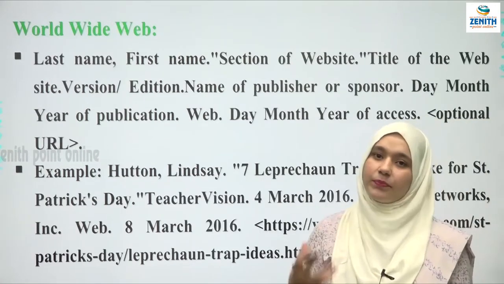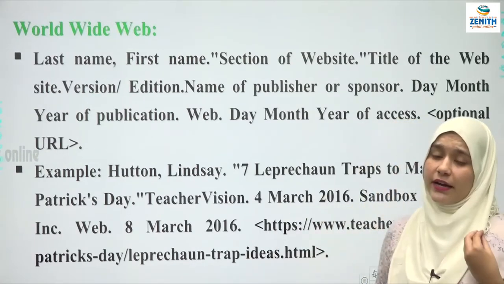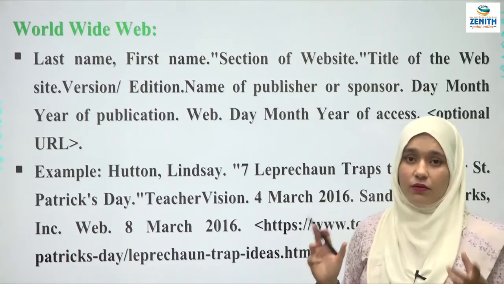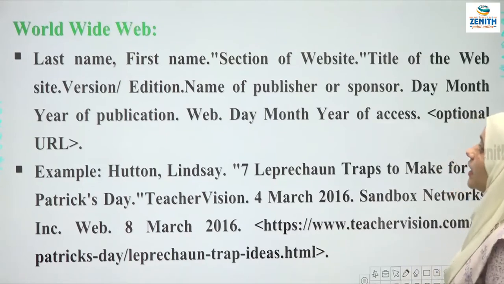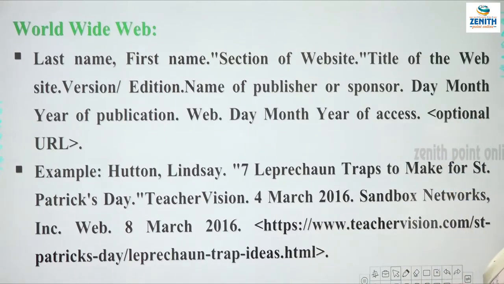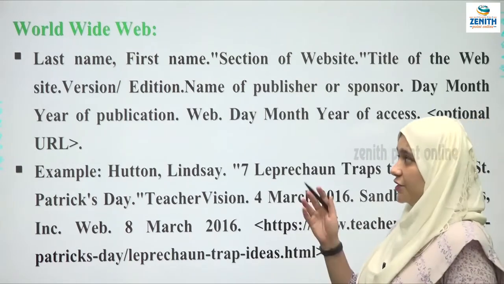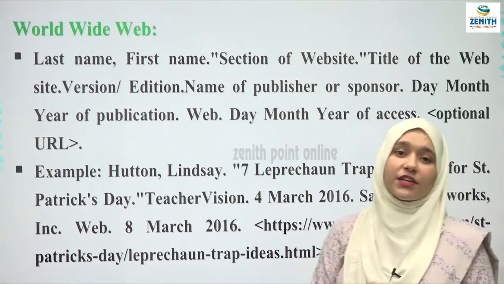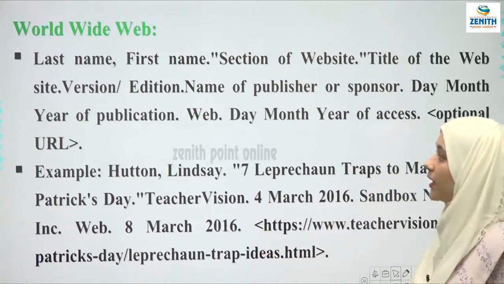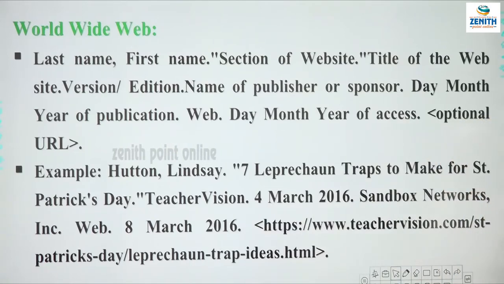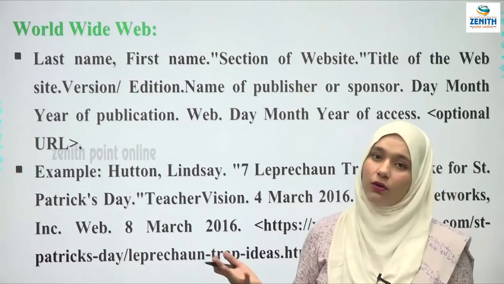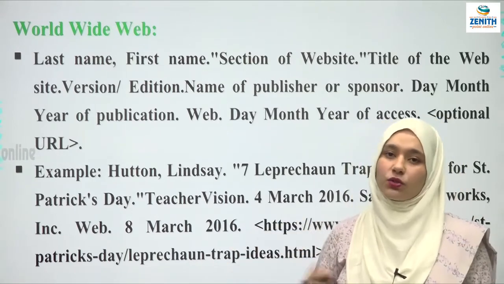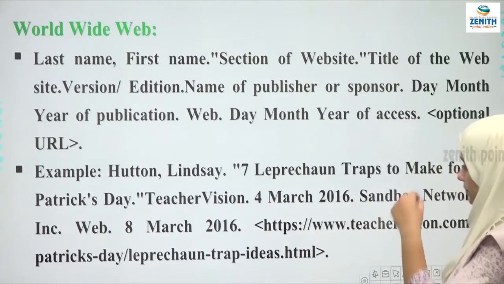Then World Wide Web, that is our internet, if you are referencing from a website. Then last name, first name of the writer of that particular blog or section of the website, title of the website, version, then edition, name of publisher or sponsor, day, month, year of publication and depending upon the domain, web, day, month, year of access, optional, URL. URL also you have to include so that if someone wants to double check, they can go to the website and double check about the data.